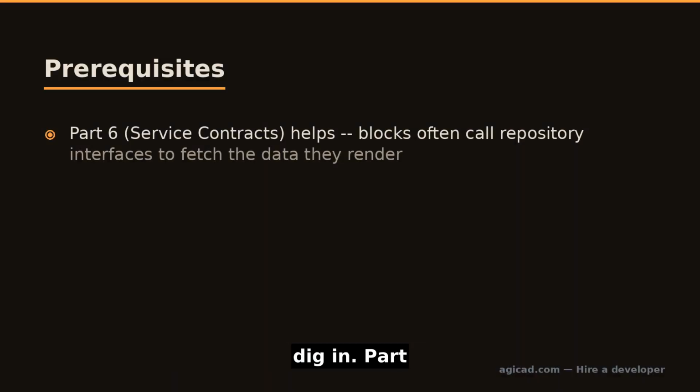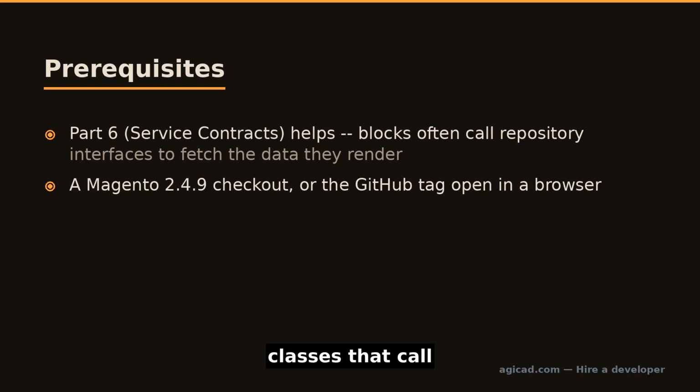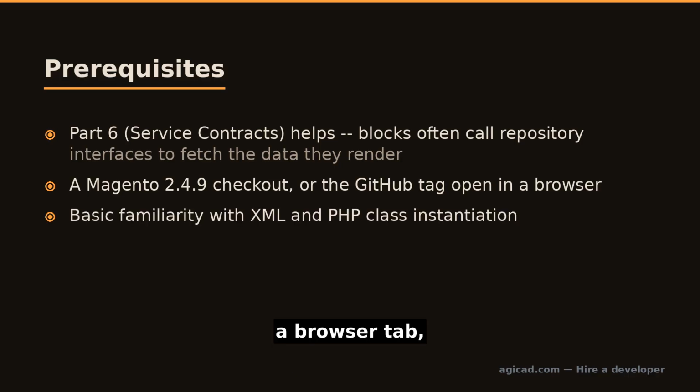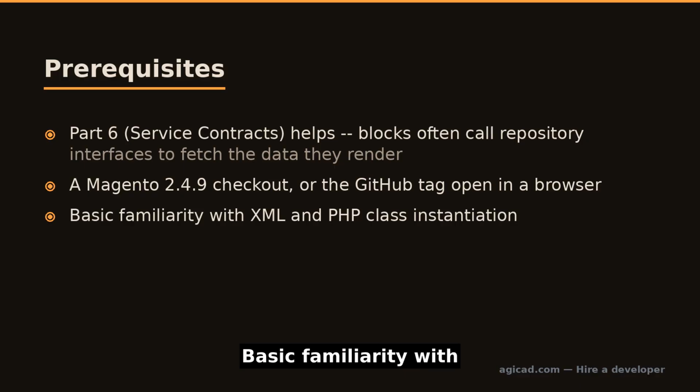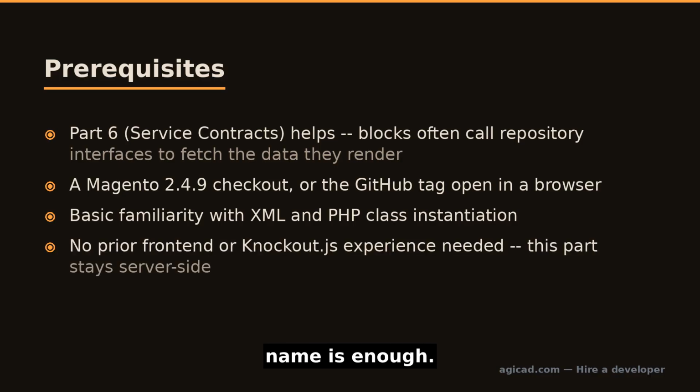A few things help before we dig in. Part 6, on service contracts, is useful background. The blocks that layout XML instantiates are often the exact classes that call the repository interfaces we covered there to fetch data. Either a real Magento 2.4.9 checkout, or the GitHub tag open in a browser tab, so you can follow along in the real files. Basic familiarity with XML and how PHP instantiates classes from a string class name is enough. No prior frontend or knockout.js experience is needed at all. This part stays entirely server-side, right up to the final HTML string.